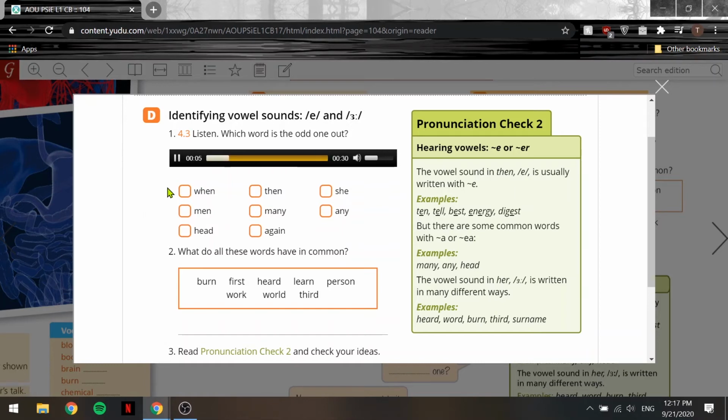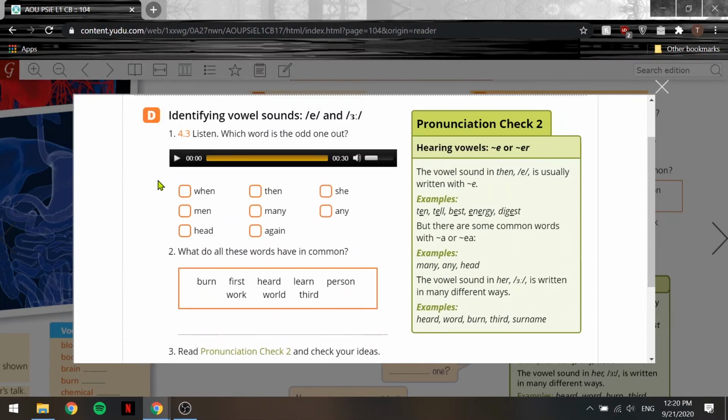When. Men. Head. Then. Many. Again. She. Any.